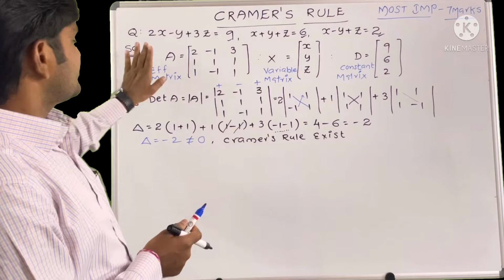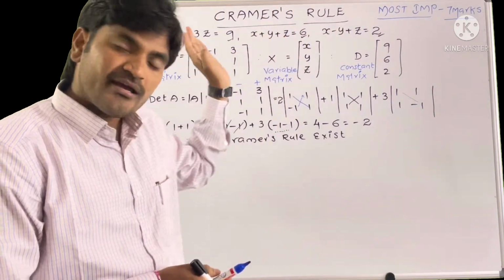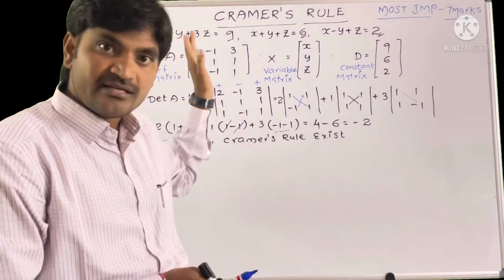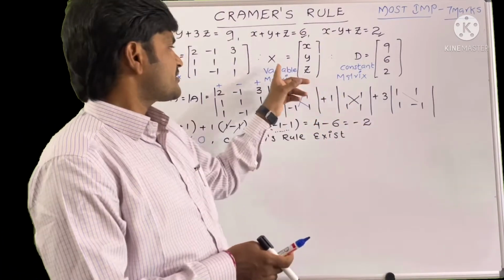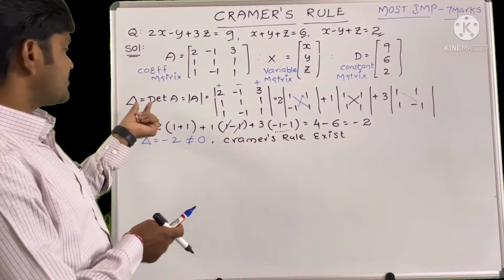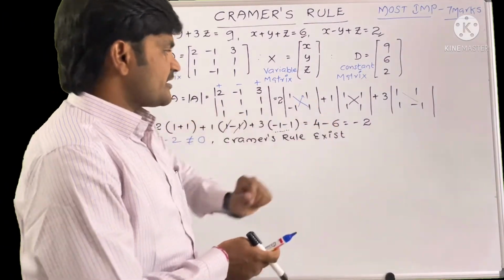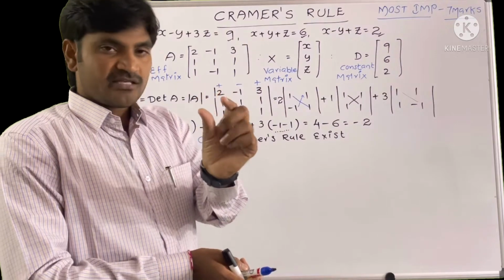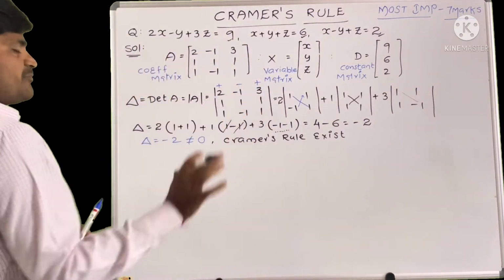So now, this is a question. First we write A value, X value and D value. A is coefficient matrix, D is constant matrix, X is fixed, that is variable matrix. So this is delta A. So already this is the delta finding method we learned in matrices part 1 and part 2. So right, this is delta completed.